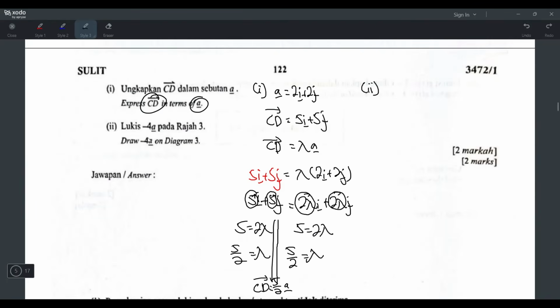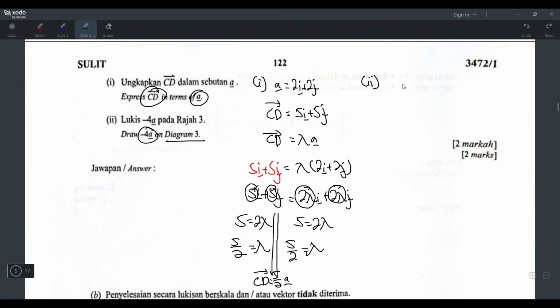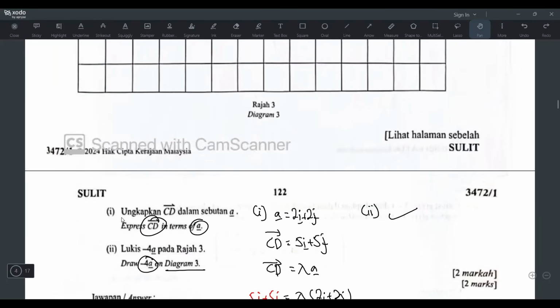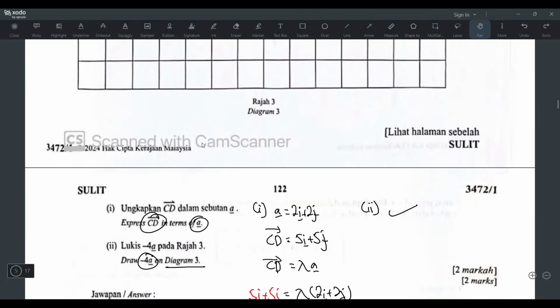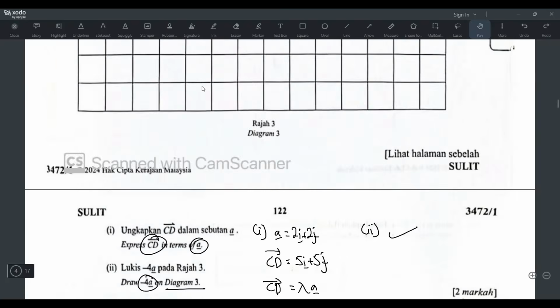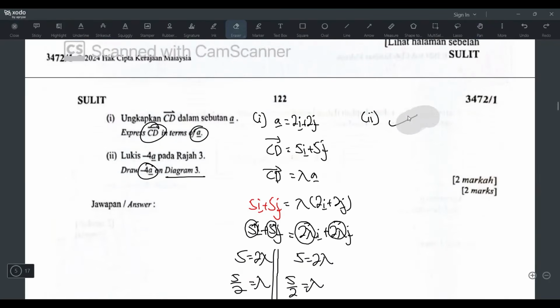Okay, question 2. Draw negative 4a on diagram 3. So I think this one has no working. Yeah, the working is to draw in the diagram. So negative 4a. Okay, I understand now. Actually, you can do working also. Because for negative 4a, you already converted a in terms of i and j, right? So it will be negative 4 times 2i plus 2j.